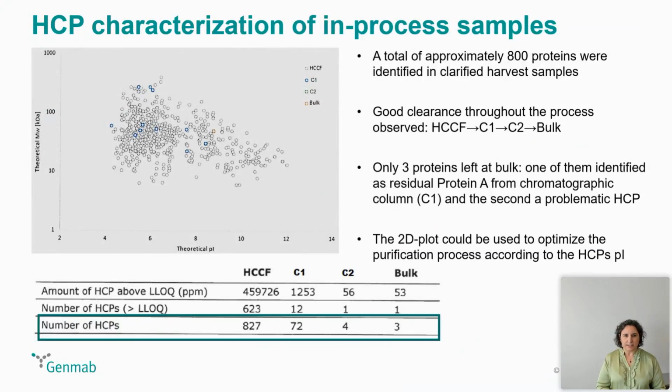So here you can see that we performed the LC-MS analysis, and here are the identified HCPs plotted in a 2D plot where we have the PI on one scale and the molecular weight on the other scale. As you can see, there are many HCPs in what we call the 4 quadrants of a 2D plot. What we can also see is that we obtained approximately 800 HCPs in the clarified harvest.